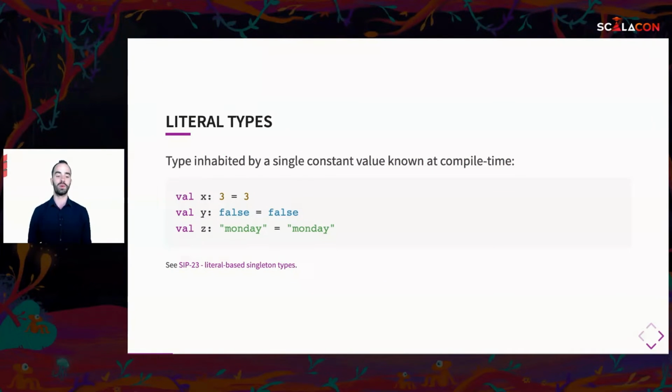So I'm going to give a quick overview of these advanced precise types that we have in Scala that we can already use today. So maybe the first one are literal types. Those are types that are inhabited by a single constant that we know at compile time. So for example, here, I can type the literal 3 as the singleton constant type 3. Same for Boolean, same for strings. So if you see types as sets, those would be sets with a single element. That's why we call them singletons.